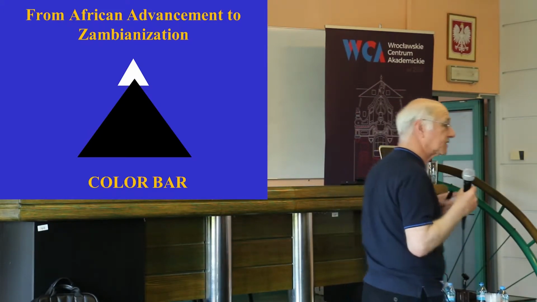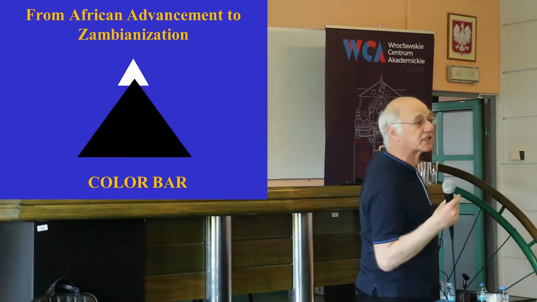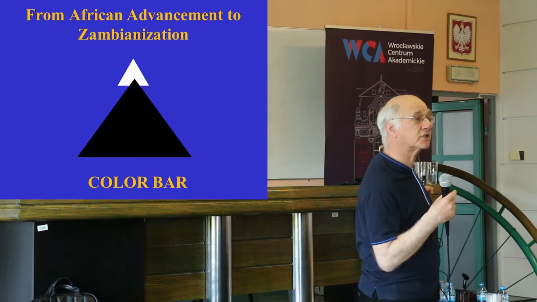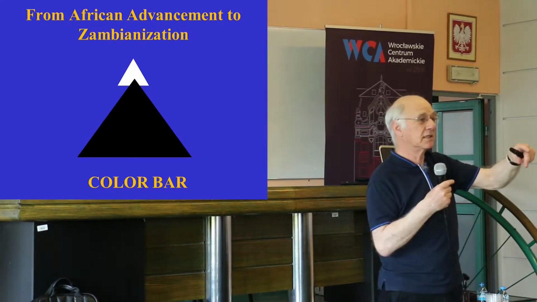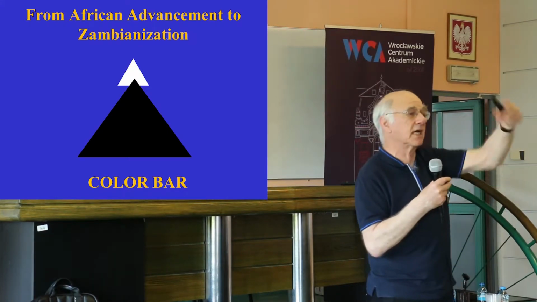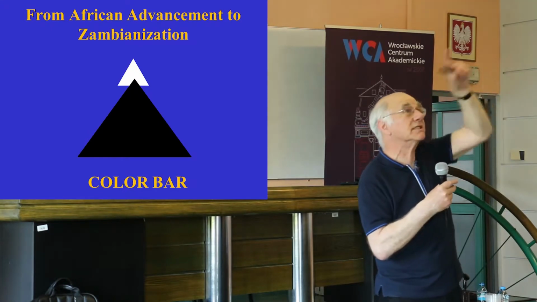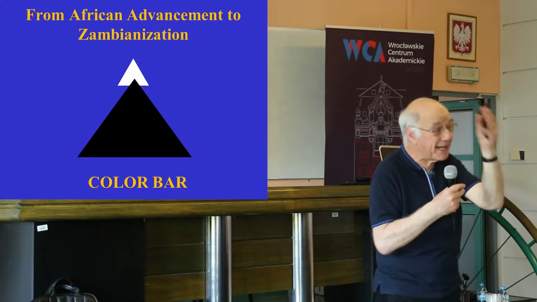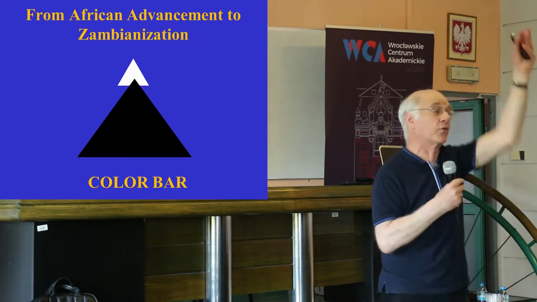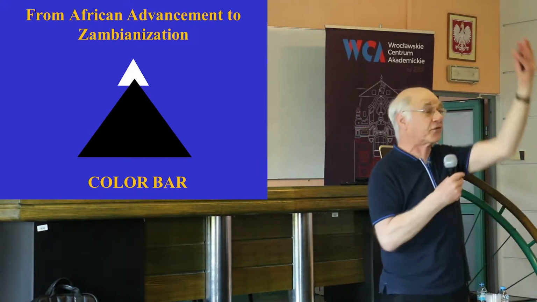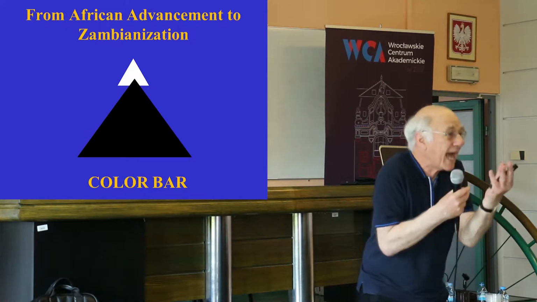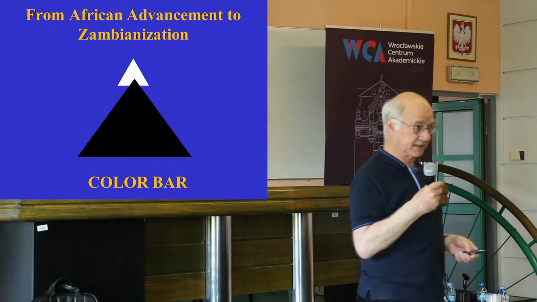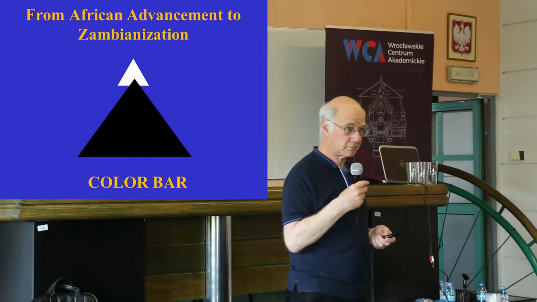And my question was this: what happens to this color bar with independence? What happens to the racial order as Zambia becomes an independent, quote, independent country? The struggle for independence was the struggle to overthrow the colonial regime, to overthrow the racial order. So what happens to the racial order after 1964?